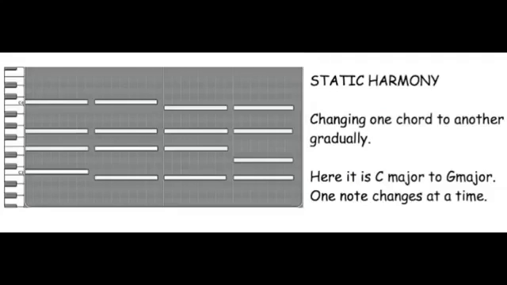Static harmony is where you change one chord very gradually to get to a new chord. In this example, we're going to hear C major going to G major by changing one note at a time.